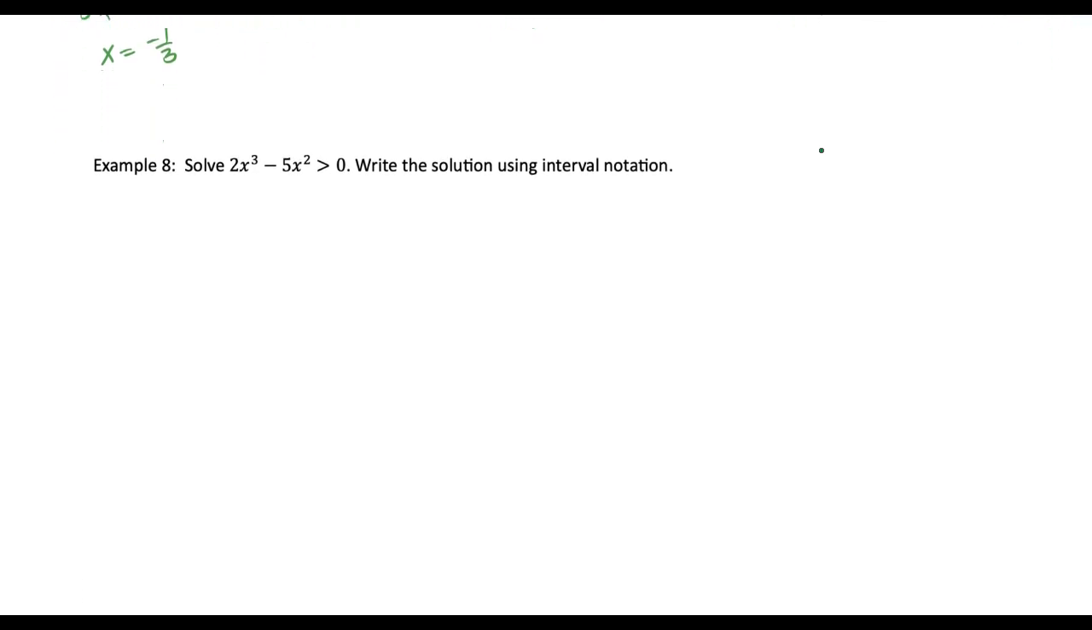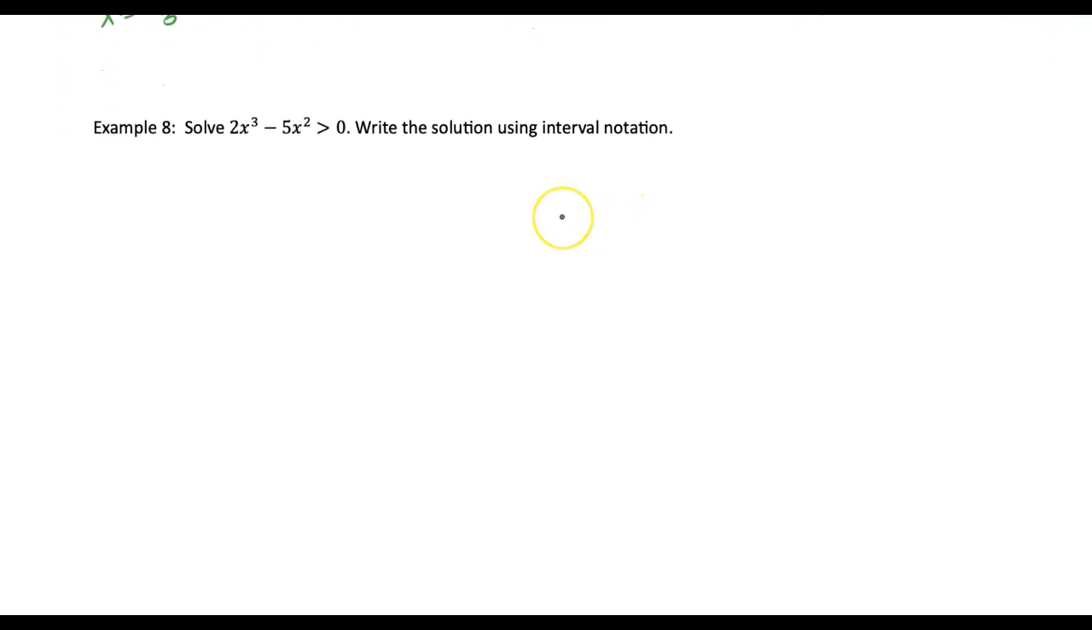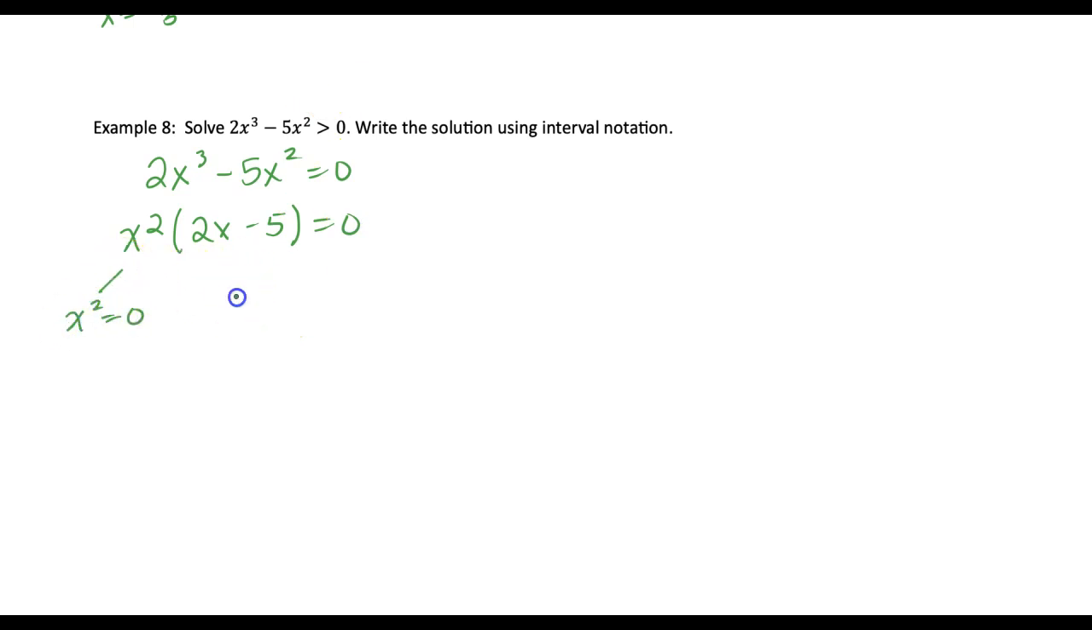Example 8. Solve 2x cubed minus 5x squared is greater than 0. In this case, it's already equal to 0. Let me go ahead and convert into an equal sign. Then I'm going to factor out the common x squared, and then I'll have 2x minus 5. Now we're already factored, so I'm going to set each factor equal to 0 and solve from there. Here we get x equals 0, and a positive and negative 0 are both the same 0. Solving the second equation, we get 5/2, which is 2.5.